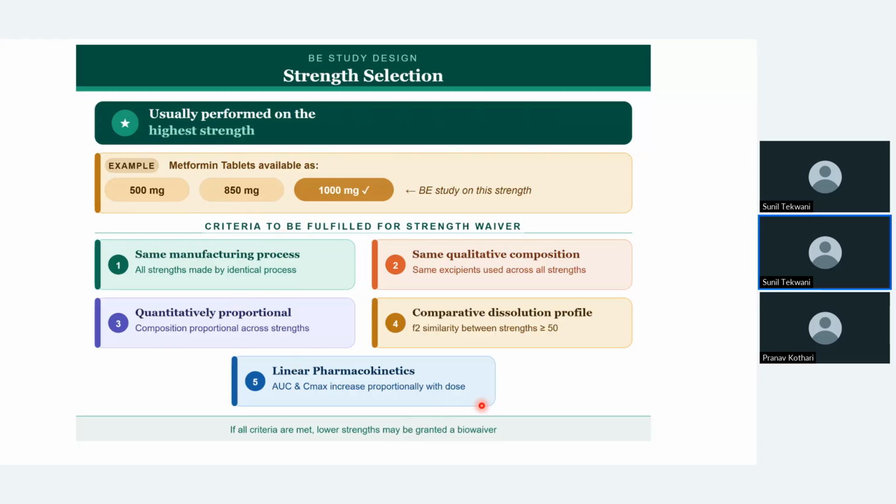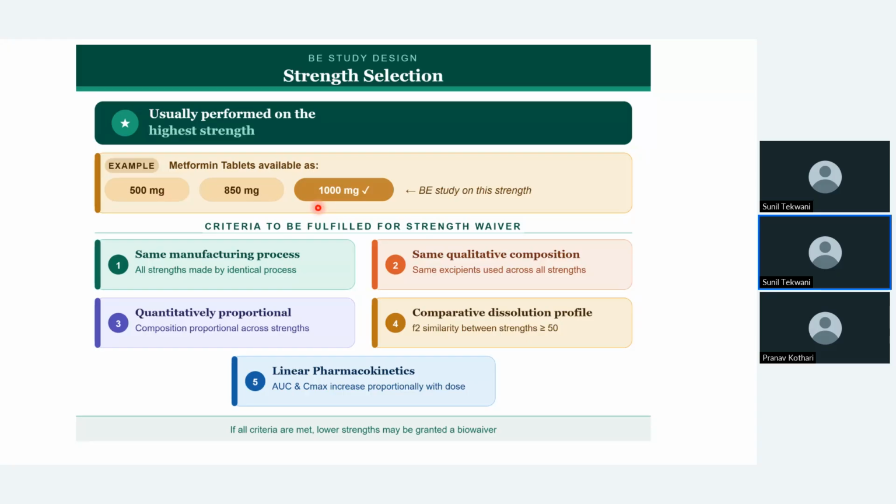And then you have to prove one more thing, linear pharmacokinetics. Linear pharmacokinetics means that, suppose AUC of 500 mg is 100 units. Just an assumption, 100 units. Then 1000 mg is double of 500 mg. The AUC of 1000 mg should be 200 units, double that of 500 mg. Similarly, Cmax: if Cmax is 10 units, for 1000 mg it should be 20 units.